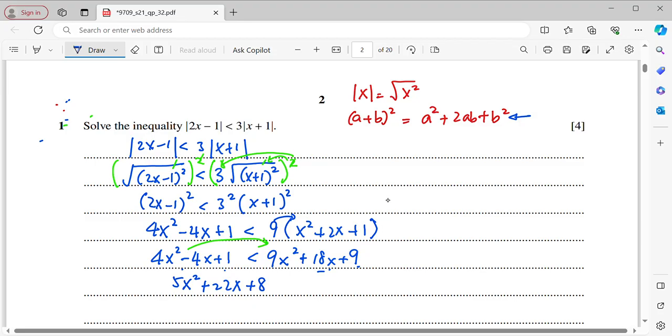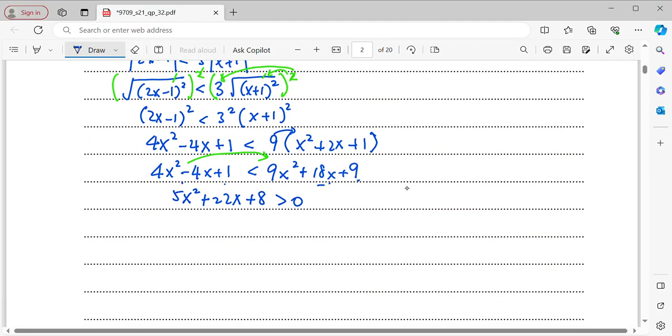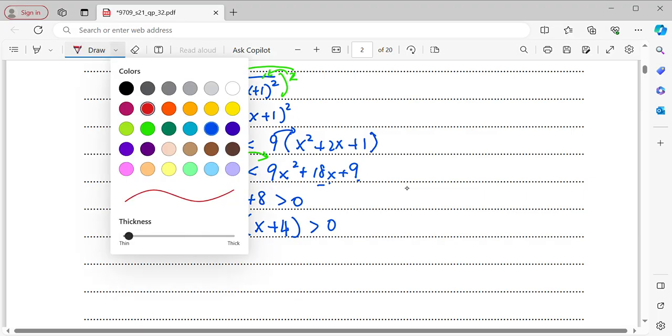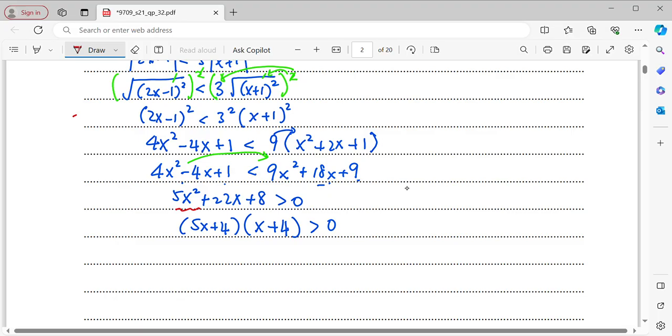When you read from the right side, it's actually greater than 0. From here, this quadratic inequality can be factorized into two linear factors. The first linear factor is 5x plus 4, and the second linear factor is x plus 4, and the product is greater than 0. Now, to get the region, we need to sketch the graph of this quadratic function. The coefficient of x squared is positive 5, which means this quadratic curve will have a minimum point. So my graph will be in this shape, and then I will let these two factors be 0.